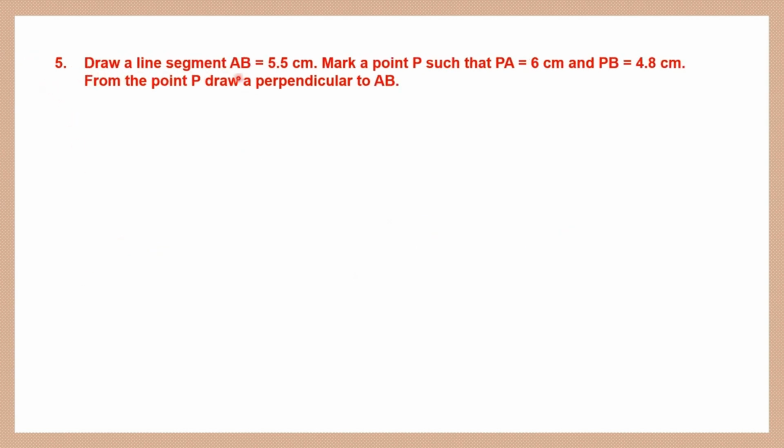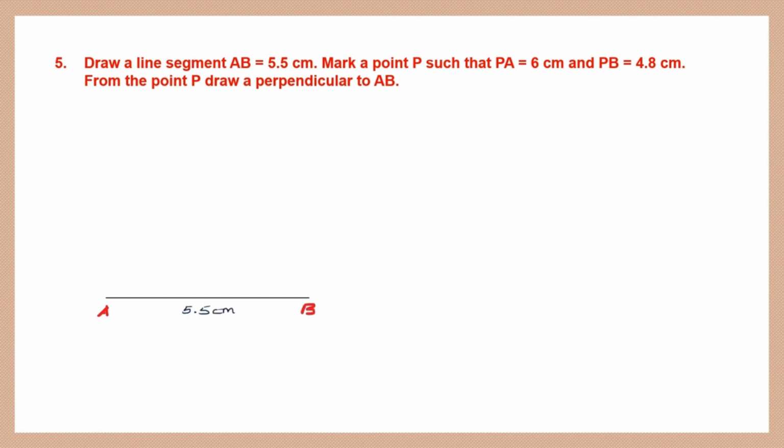Question 5. Draw a line segment AB equals 5.5 centimeters. Mark a point P such that PA is 6 centimeters and PB is 4.8 centimeters. From the point P, draw perpendicular to AB. Now let's go through it step by step. Draw a line segment AB equals 5.5 centimeters. So with the help of your ruler, draw a line segment and name it AB, and this is 5.5 centimeters. So this line segment is 5.5 centimeters.